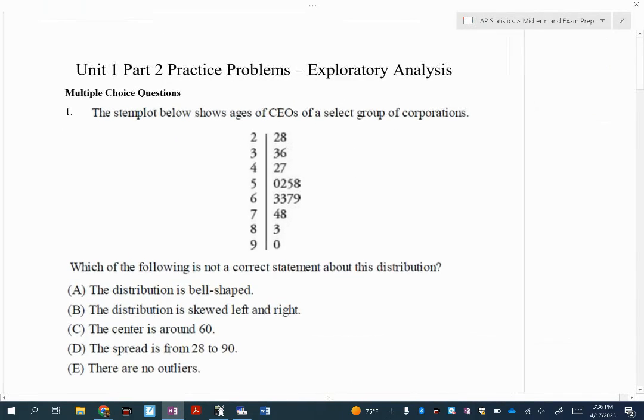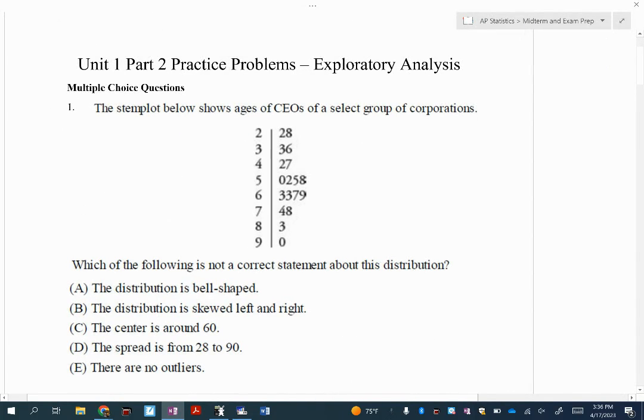I'm going to do numbers 1 through 5 on this video with my P8 class, and then hopefully we have time before the bell rings to do number 7. I did number 6 already with my P3 class.